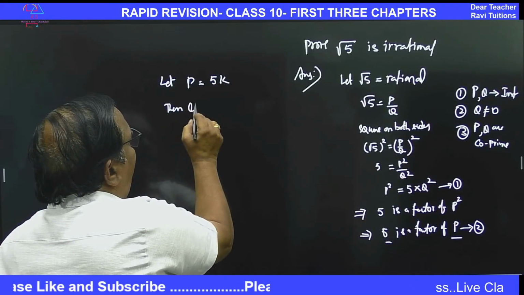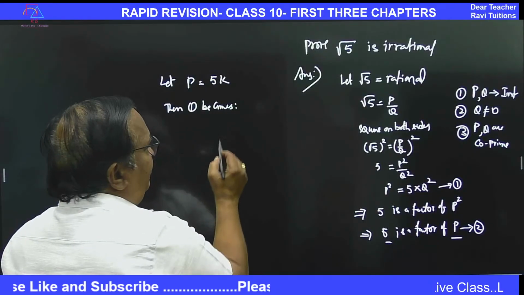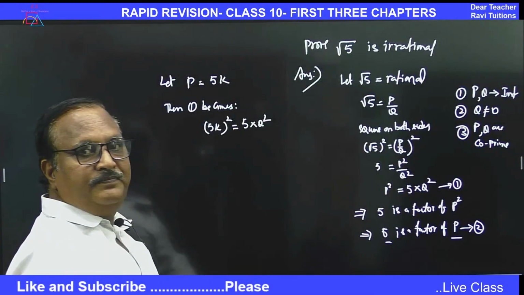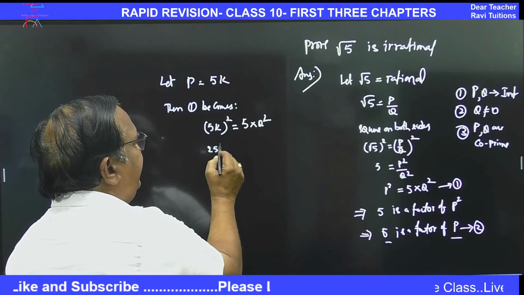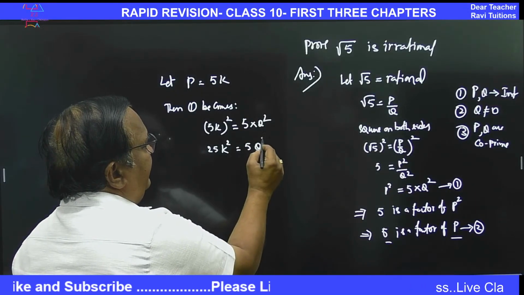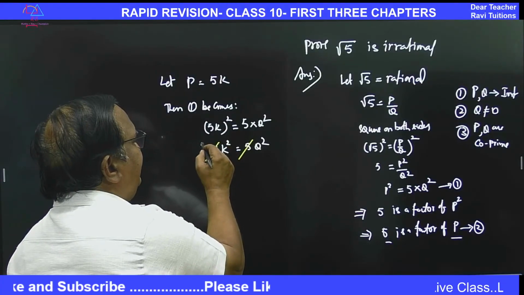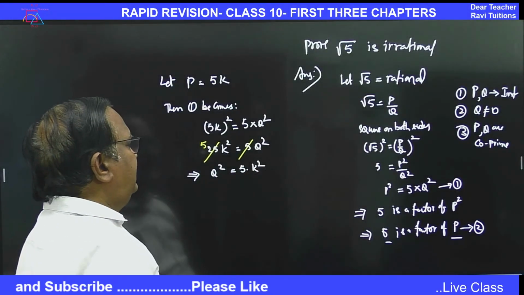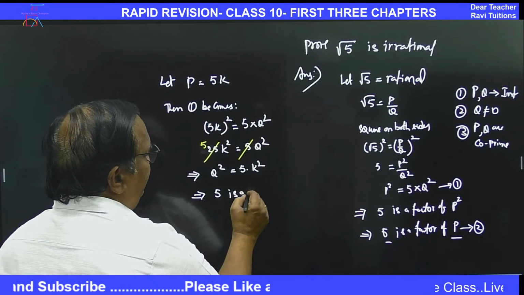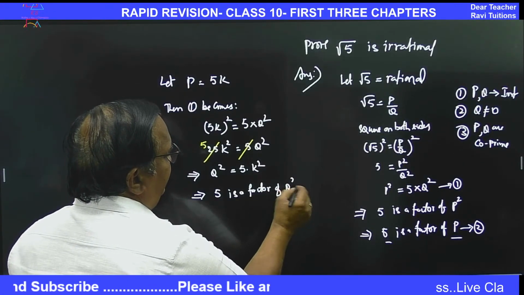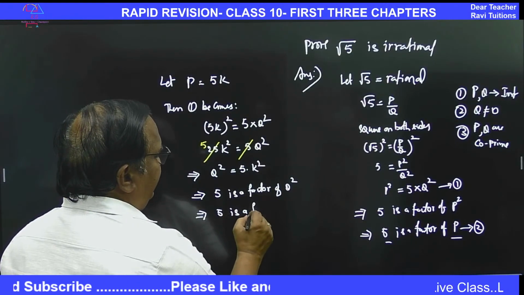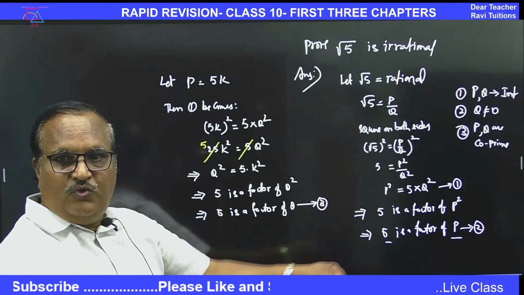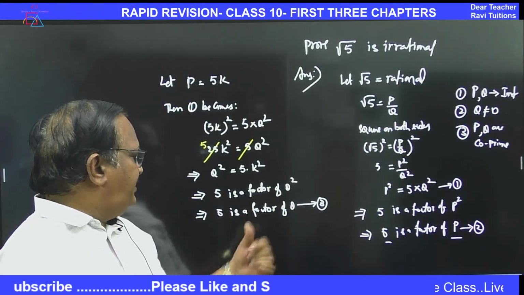Then equation 1 becomes 5k whole square is equal to 5 into q square. So 25k square is equal to 5q square. This 5 will cancel, so q square is equal to 5 into k square. That implies 5 is a factor of q square, which implies 5 is a factor of q. Let us say this is 3. From 2 we got 5 is a factor of p. From 3 we got 5 is a factor of q.